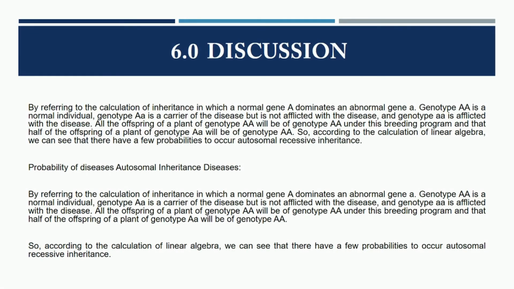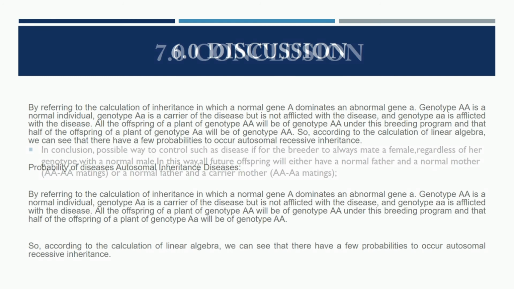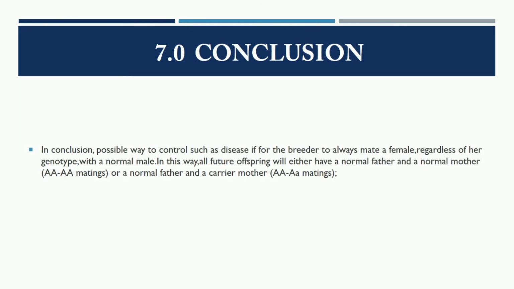And for the discussion, the probability of autosomal inheritance diseases, by referring to the calculation of inheritance in which a normal gene capital A dominates an abnormal gene lowercase a. So, according to the calculation of linear algebra, we can see that they have a low probability of autosomal recessive inheritance occurring. The last one is the conclusion.